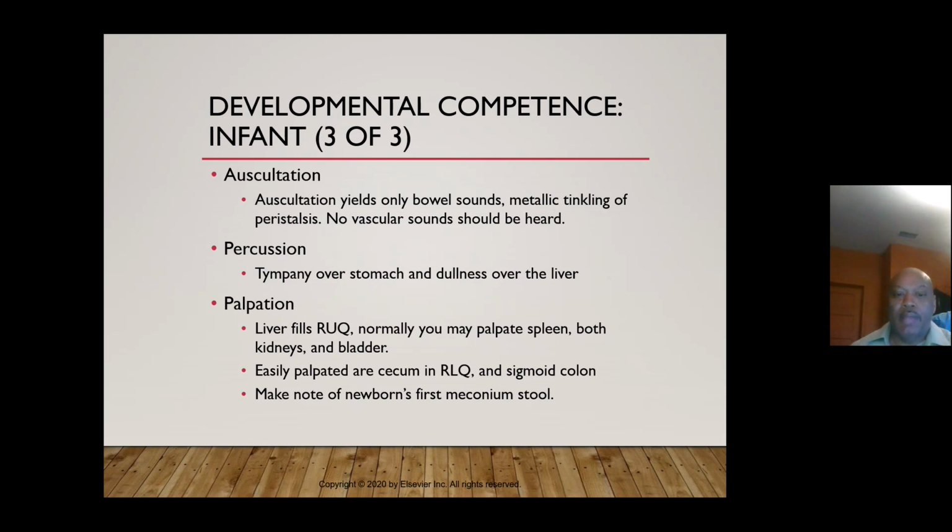All right. We also have to make sure that we note when the baby has the first meconium stool. And this, as far as the character, is a sticky, greenish-black meconium stool within 24 hours of birth. And by the fourth day, the stools of a baby who is breastfed are golden yellow. It's pasty, and it smells like sour milk.